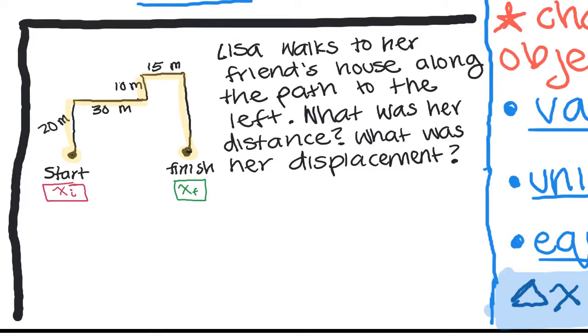Okay, so we've got our path, we've got our starting and ending position. Let's first solve for our distance. So we know every piece of that distance except for this last part here where she is traveling south. So I'm going to go ahead and solve for what that is.